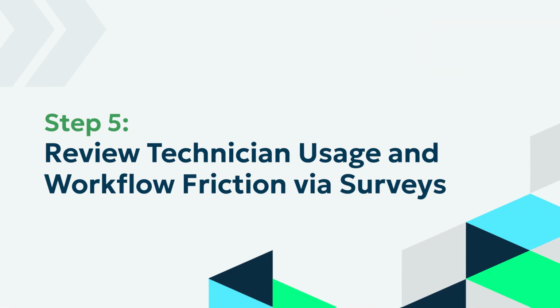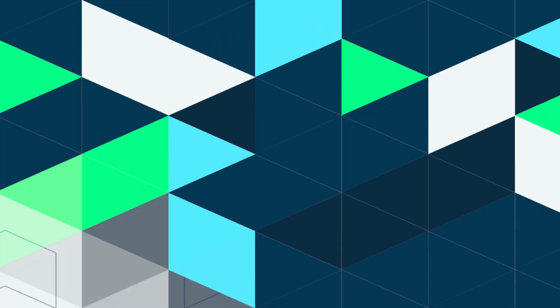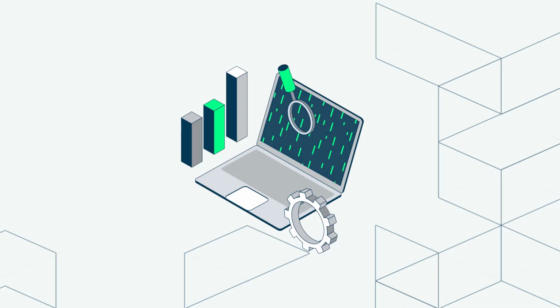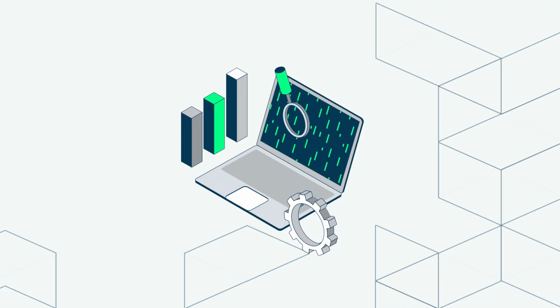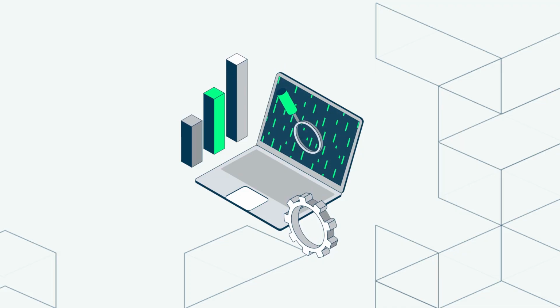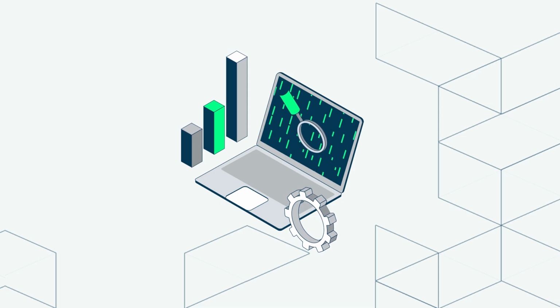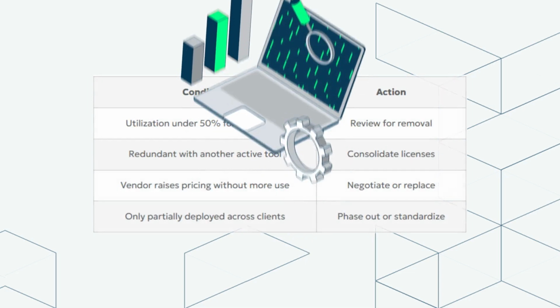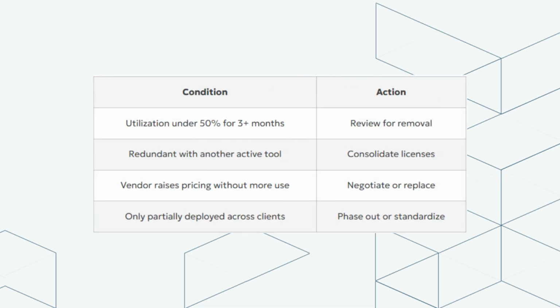Step 6. Set policy for rationalization and replacement. Once you've identified overlapping and underused tools, put clear policies in place to decide what to keep, remove, standardize, or consolidate. You can create a rubric for your audit findings like this.